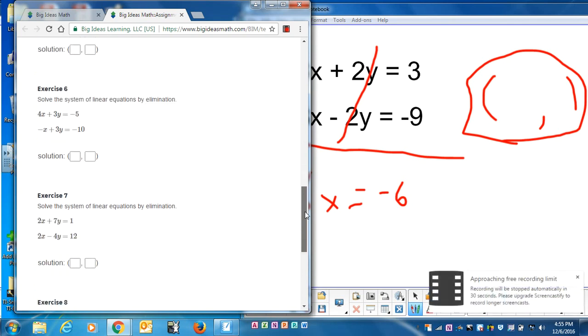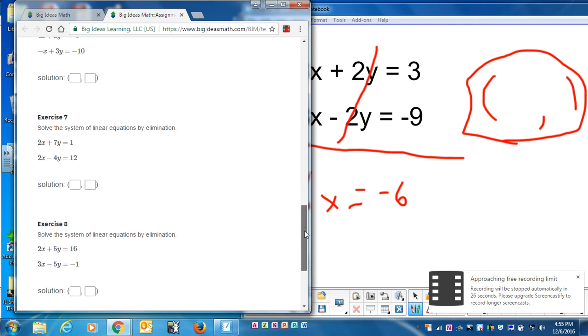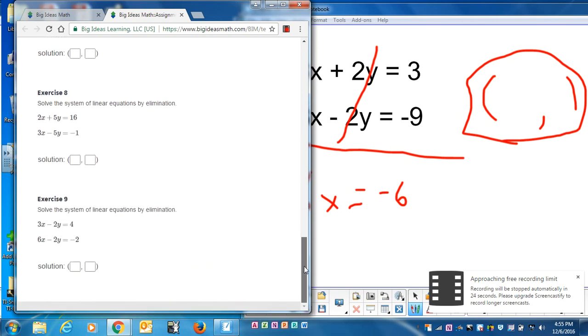Any of these? You should be able to solve all of these using the elimination method and then substituting to find the other one. Good luck.